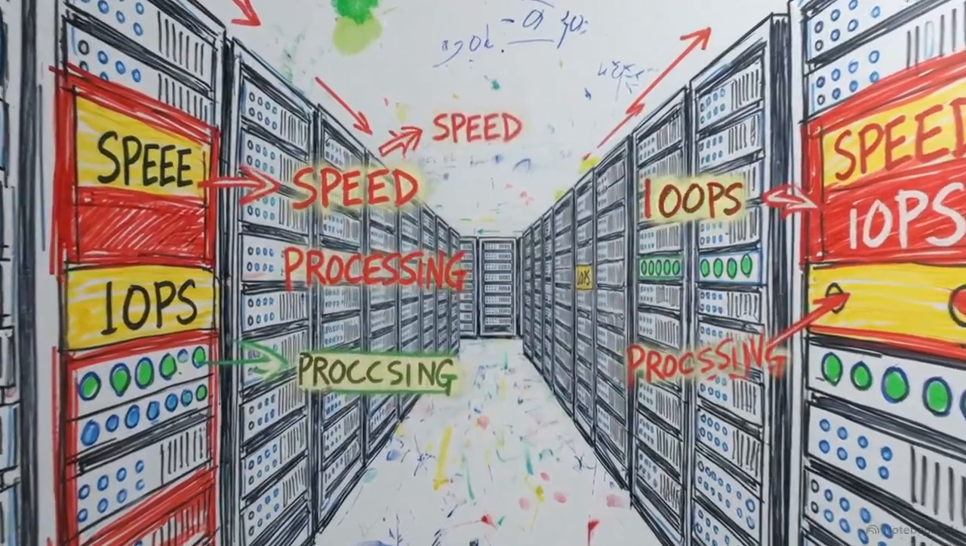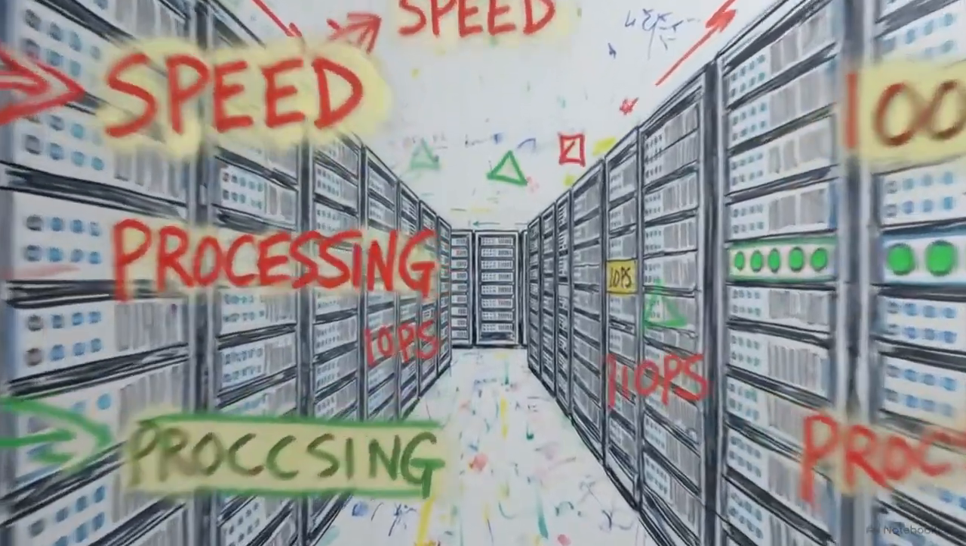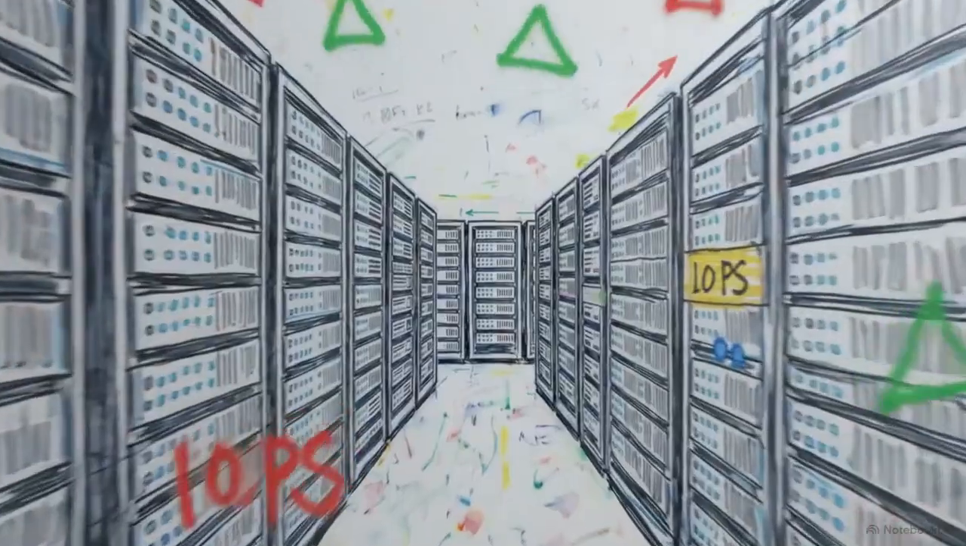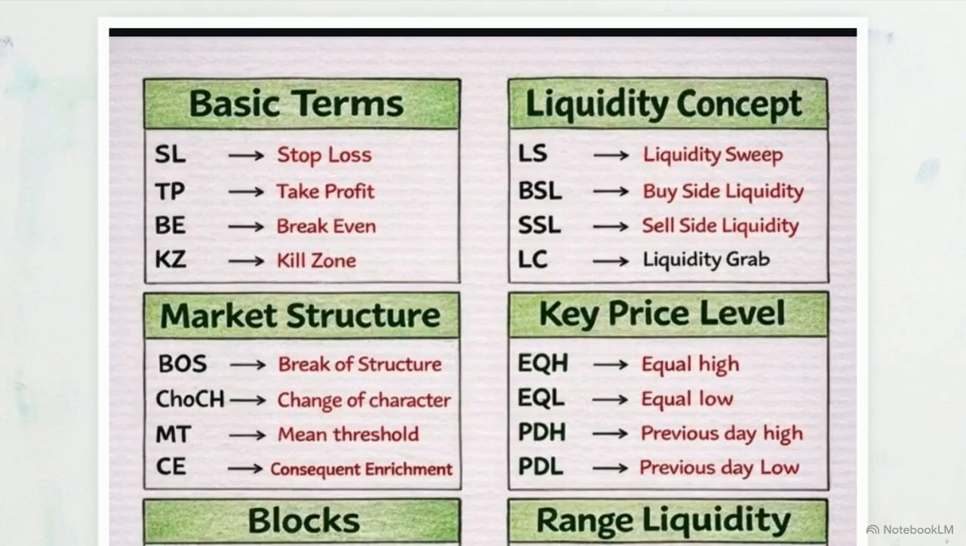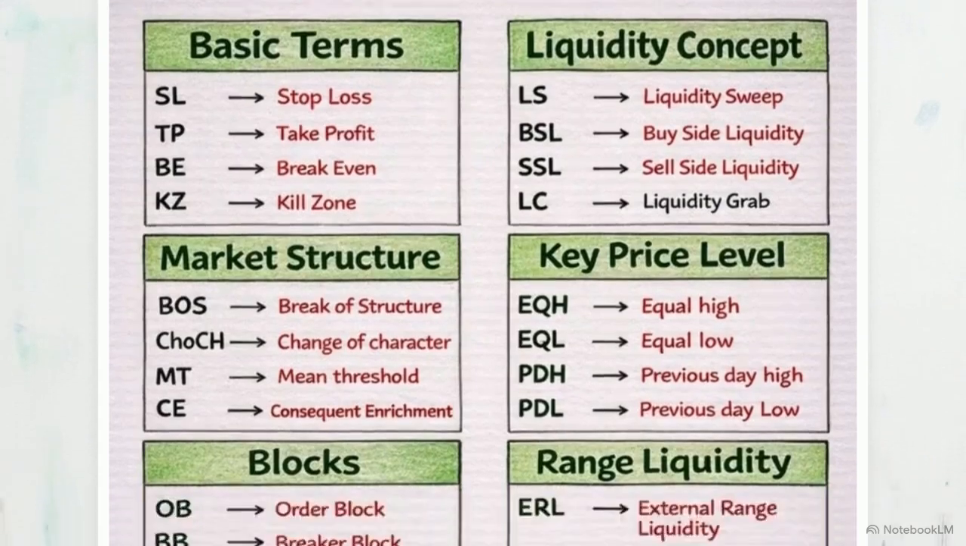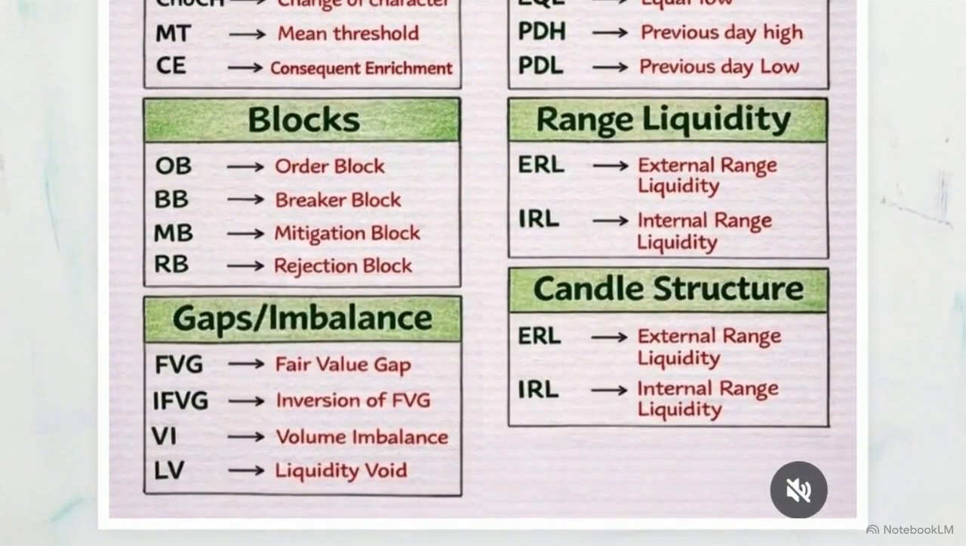Modern financial markets are completely dominated by high-frequency algorithms, executing trades at speeds invisible to the human eye. This is a reference sheet mapping out smart money concepts, or SMC. It is a highly specialized lexicon created specifically to track the footprints of these algorithms across trading charts.